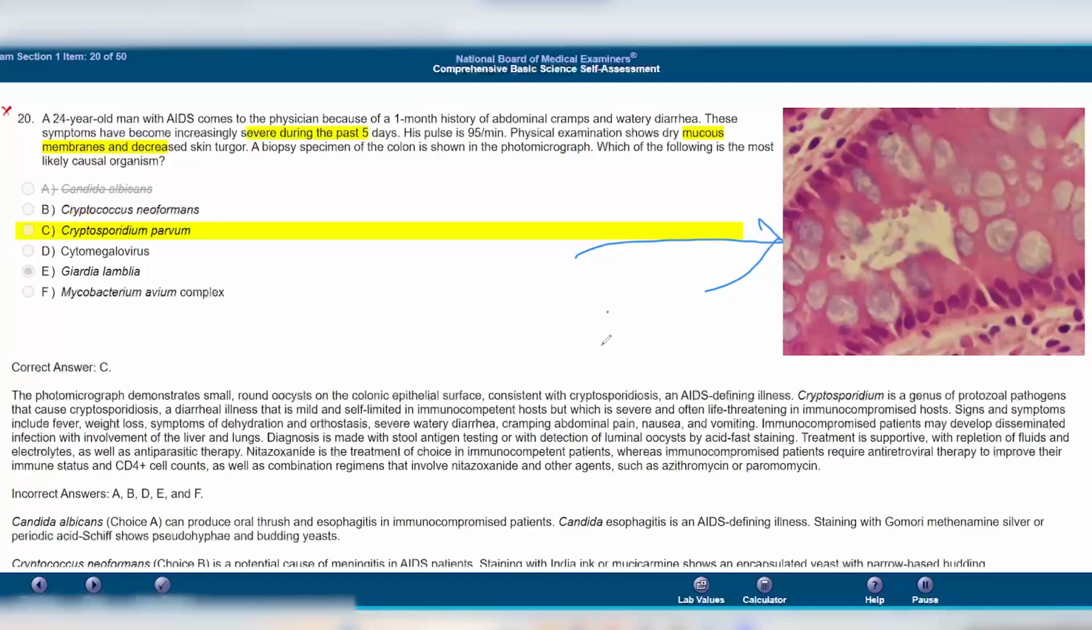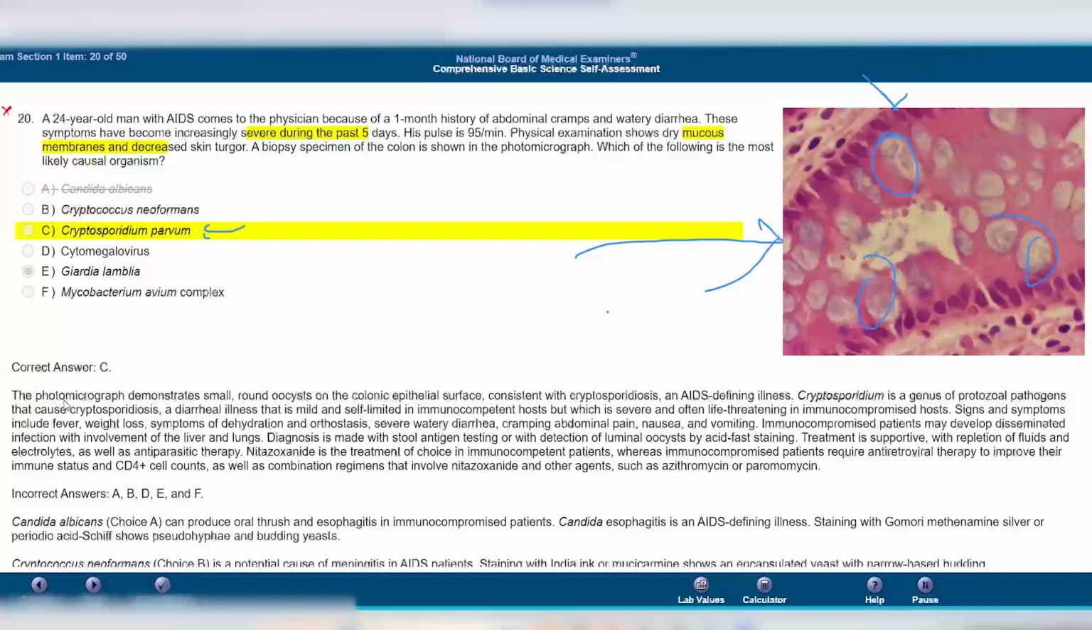I'm not the best pathologist in the world, but I can tell you that this is 100% Cryptosporidium without looking at this. So you can add this onto your repertoire of pattern recognition: okay, this is what Cryptosporidium looks like.